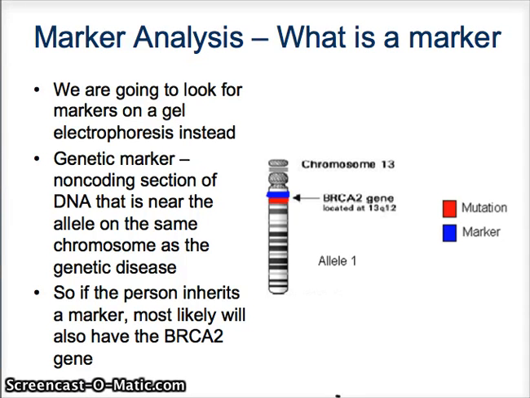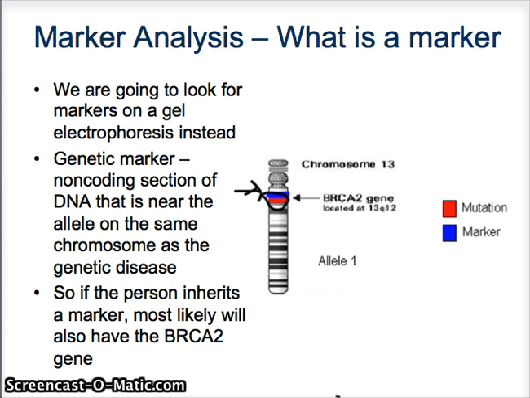All right, so on the gel, we can't look for the BRCA2 gene. So what we're going to have to do is find something else called a marker. Markers are non-coding pieces of DNA that lie on the same chromosome pretty much right next to the gene. So here on this chromosome, we have the BRCA2 gene and the mutated BRCA2 gene right here in red. And then the marker is right above it in blue. So they're right next to each other.